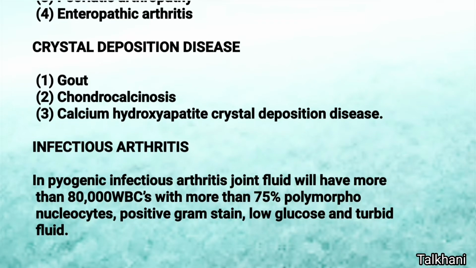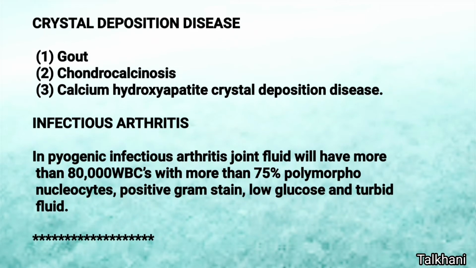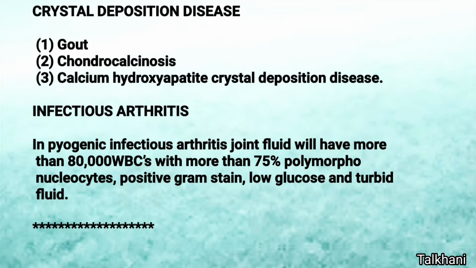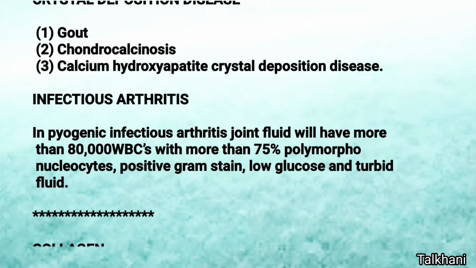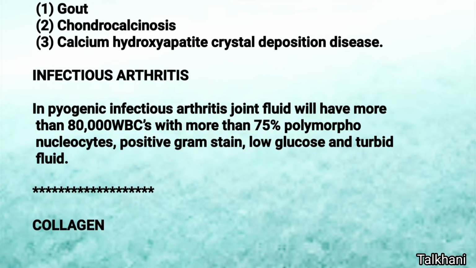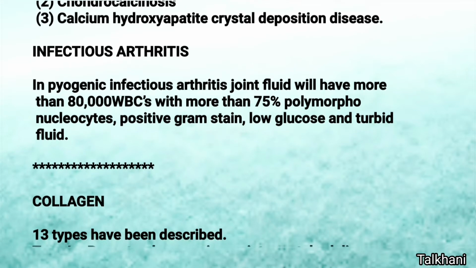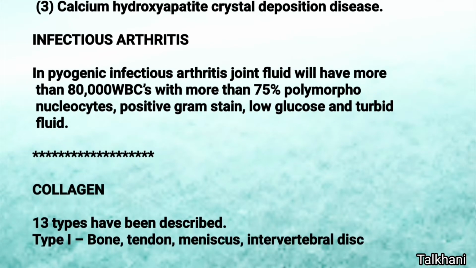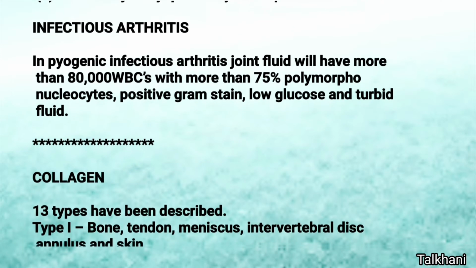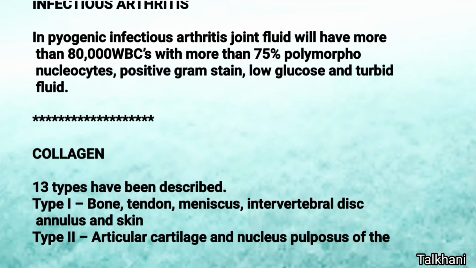Type 5 and 6 are found in small amounts in the articular cartilage. Type 7 and 8 are found in the basement membrane. Type 9 is found in small amounts in the cartilage. Type 10 is the collagen present in the abnormal cartilage associated with calcification. Type 11 is present in small amounts in the articular cartilage. Type 12 is found in the tendon. Type 13 collagen is found in the endothelial cells.